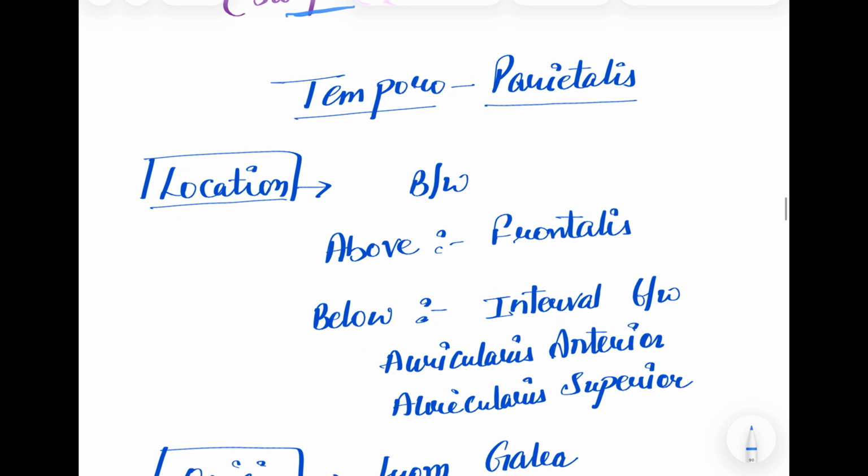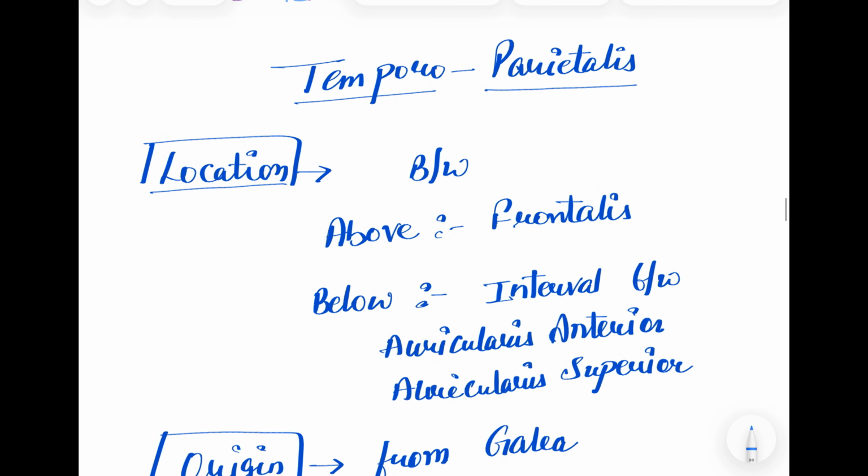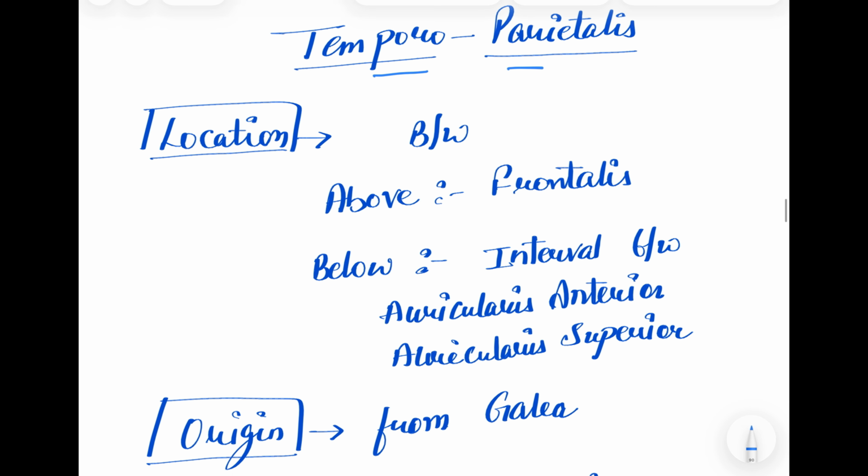Now we will be talking of the second muscle, which is the temporoparietal muscle. This muscle is located in between. So we'll have frontalis in front or above. Okay, so this is my frontalis muscle. Below I have, this is my auricle, I have two muscles over here, which are my auricularis anterior and auricularis superior. So basically it is lying in this area over here. This is my temporoparietalis muscle.